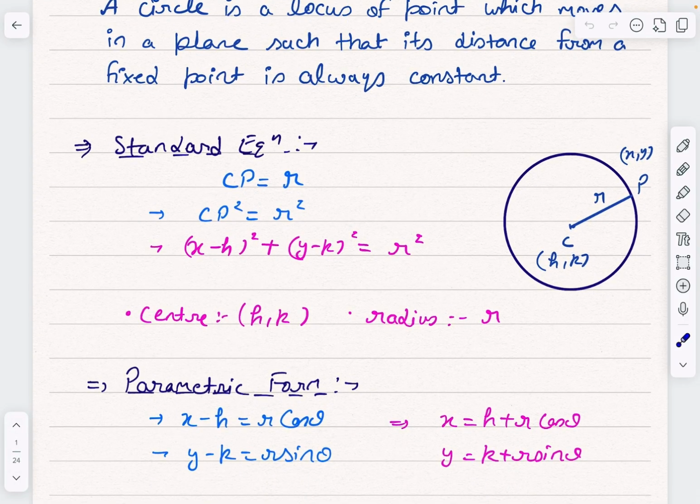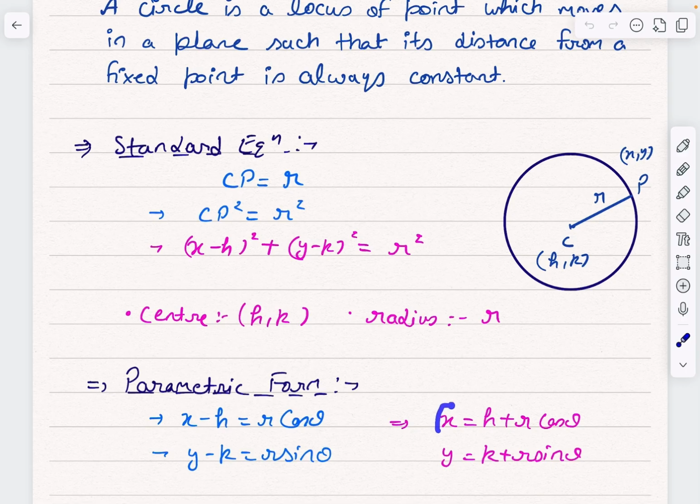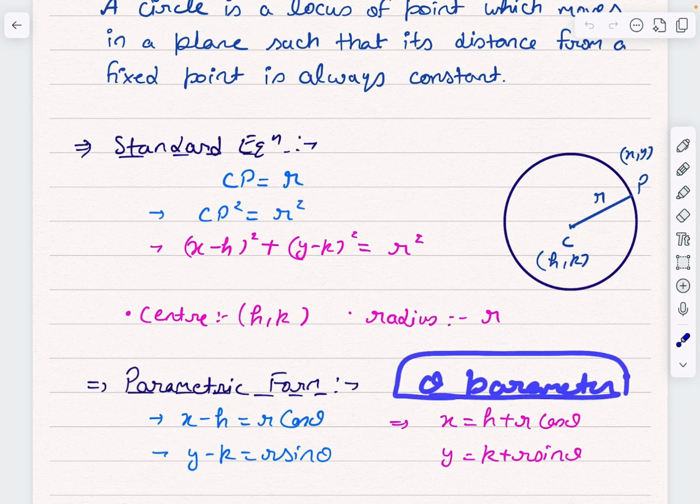Parametric form. In parametric form, we just take coordinates in terms of some parameter, which in this case will be theta. So if x minus h whole square plus y minus k whole square is equal to r square, we can take x minus h as r cos theta, y minus k as r sin theta. You will see for every value of theta, it will satisfy the condition. So x will be h plus r cos theta, y will be k plus r sin theta. So give different values of theta, you get different points on the circle. So theta is the parameter here.